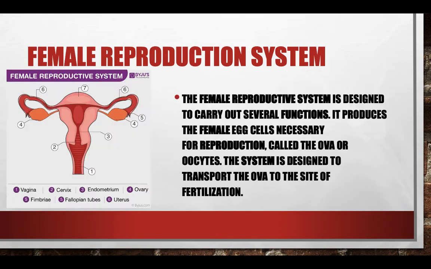Let's move on to the female reproductive system. The female reproductive system is designed to carry out several functions. It produces the female egg cells necessary for reproduction, called the ova or oocytes. The system is designed to transport the ova to the site of fertilization. As you can see again in the illustration, you can see the different parts of the female reproductive system, which are the vagina, cervix, endometrium, ovary, fimbriae, fallopian tubes, and the uterus.